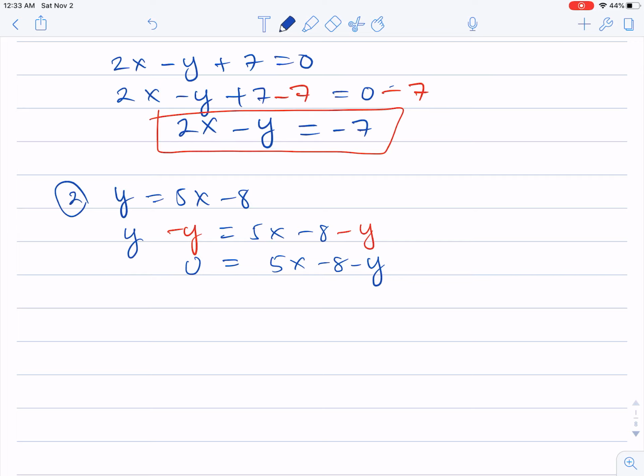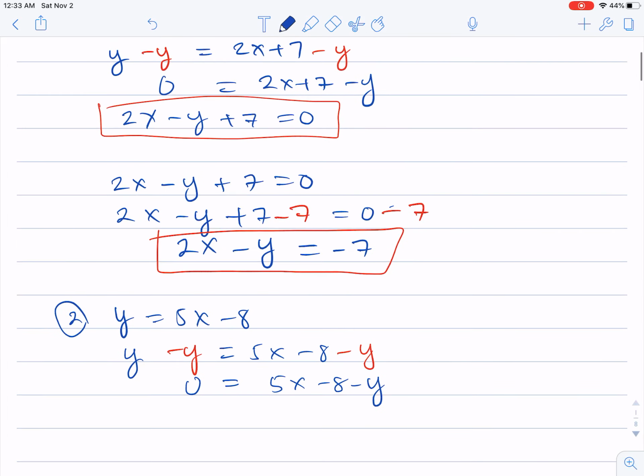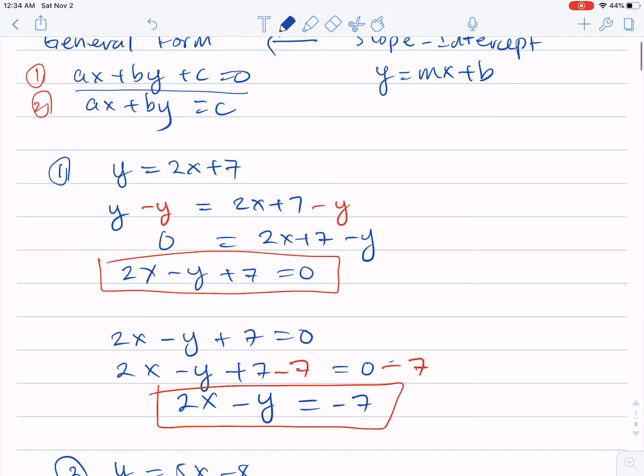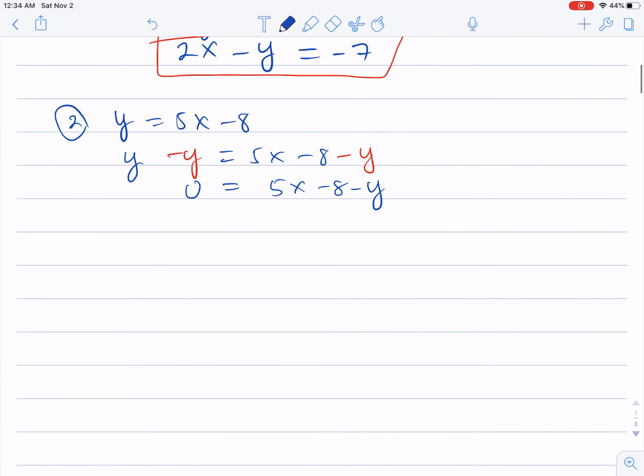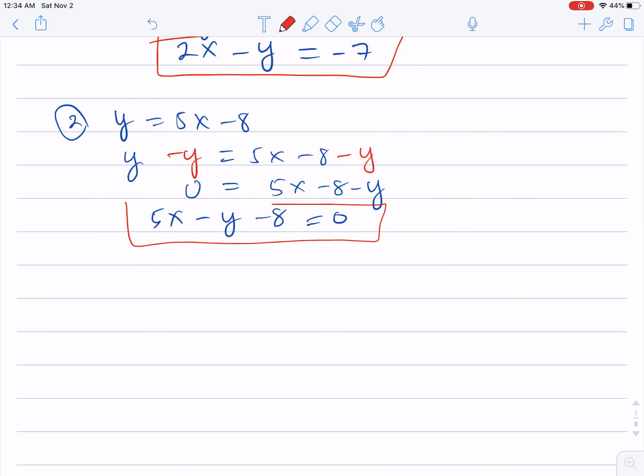And then again, babalik ta rin natin para maging kapareho niya itong form 1. Sa kanan yung 0. But this is already correct actually. So 5x, and then unahin natin yung y, no? Minus y minus 8 is equal to 0. Kasi nauna yung y dun sa constant. Which means that this is our form 1.